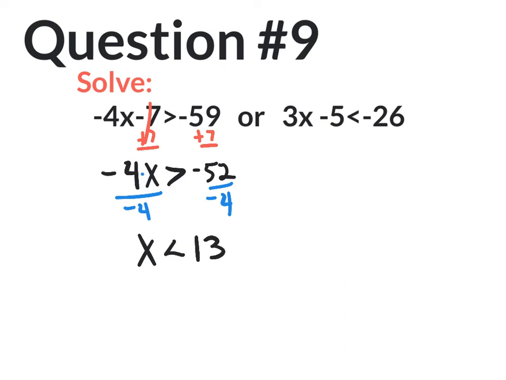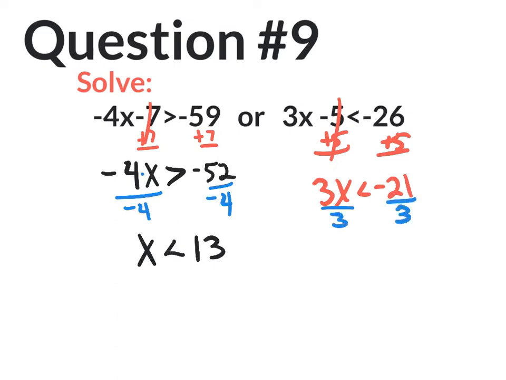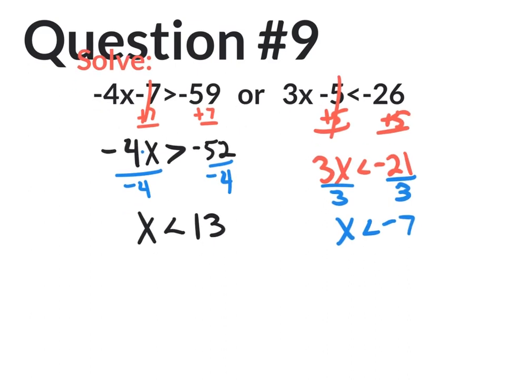13. Okay, positive 13. And then we go for the other one, add 5. Add 5. 21. You have 3x is less than negative 21. Final step would be to divide by 3. Divide by 3. X is less than negative 7. So this is a special case problem. I do recommend you guys to graph it, because or usually means that the areas are going to go apart.